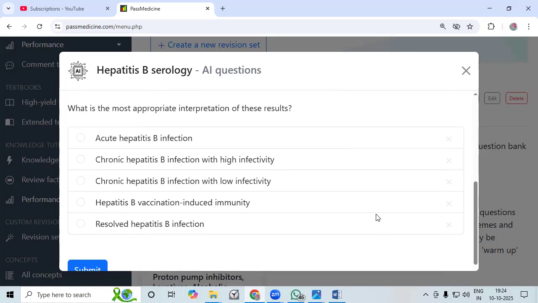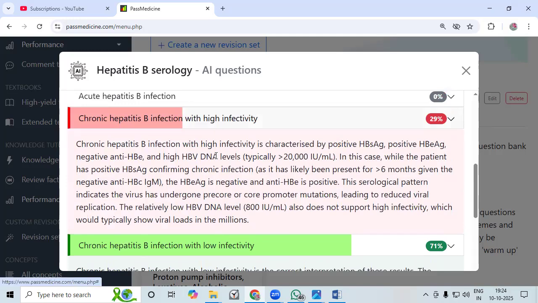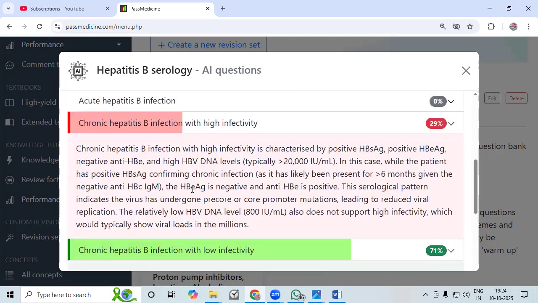Acute, no, it's not acute. Chronic hepatitis B infection with high infectivity. The third option is chronic hepatitis B infection with low infectivity. Then hepatitis B vaccination induced immunity, and resolved infection. So the answer is chronic hepatitis B infection with high infectivity, in my opinion. Let's see. This is actually with low infectivity. I'll tell you why.